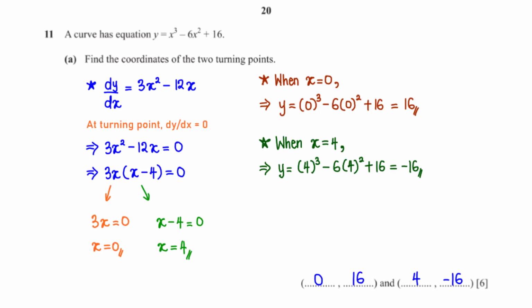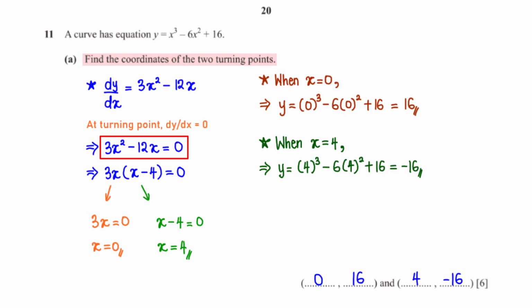A curve has equation y equals x cubed minus 6x squared plus 16. Find the coordinates of the two turning points. At any stationary point or turning point, dy/dx is equal to 0. To get dy/dx, we differentiate the equation of the curve, and this gives us 3x squared minus 12x, which we equate to 0. To get the x coordinates of the turning points, we can solve this quadratic equation by factorization.